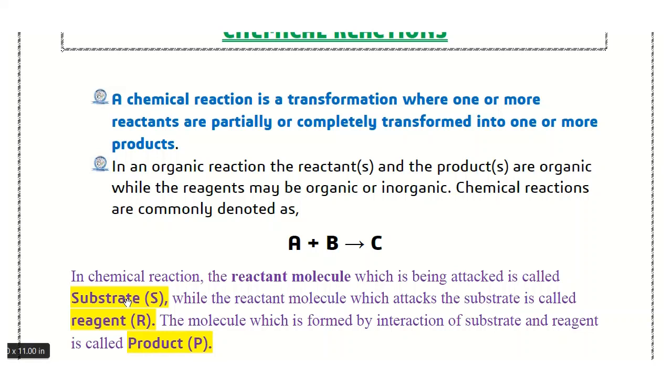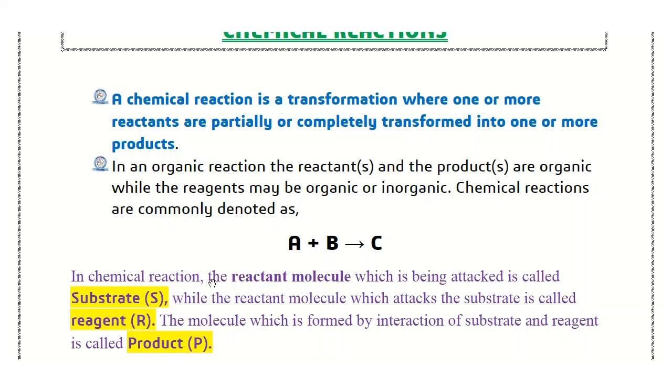So basically substrate and reagent are the two types of reactant molecules involved in the chemical reaction, and the product which is formed by the interaction of the substrate and the reagent molecule is known as the product.